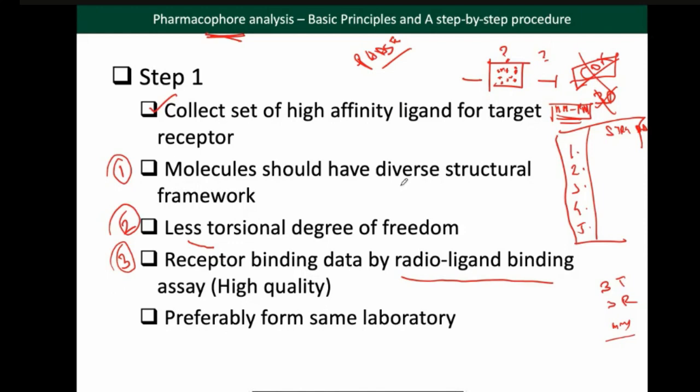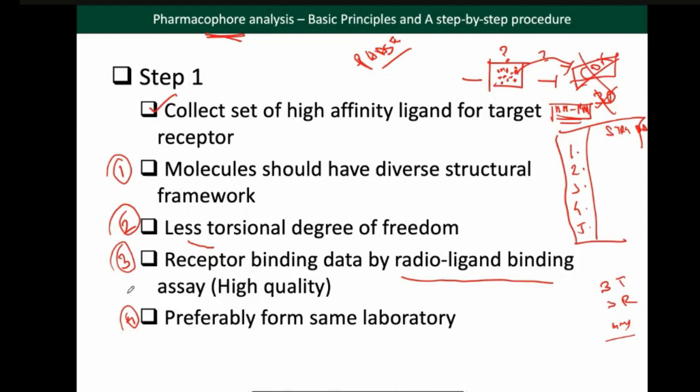These are the assays which prove that the molecule in your data set is actually binding to COX. We label the ligand molecule with some tag, and we finally ensure whether the drug molecule binds to the target or not using that label, through emission of fluorescence or any method, right? So radio ligand labeling is a very high quality assay. We ensure that the data we collect used this kind of radio labeled ligand assay, preferably from the same laboratory, whenever we do the data collection. If you take from the same laboratory, it has an added advantage.